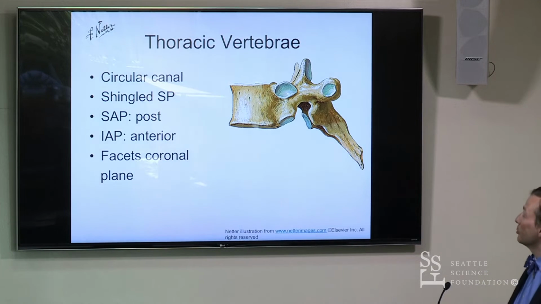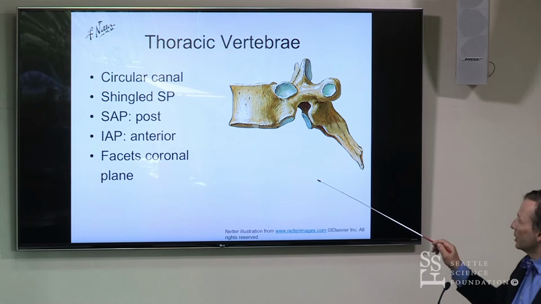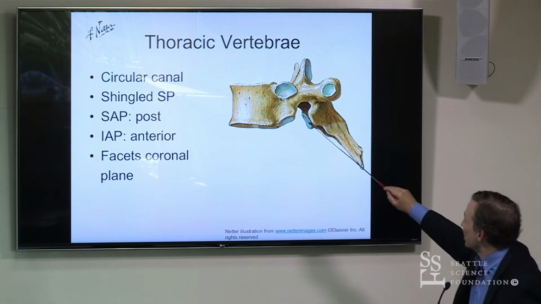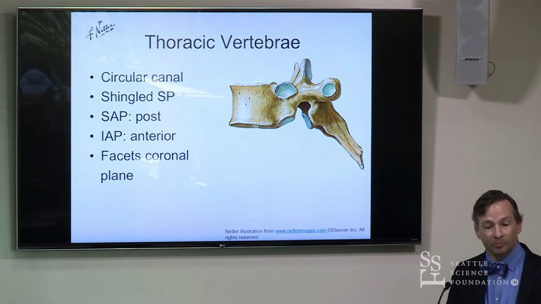Thoracic vertebrae. If we look at the bony architecture, the canal of the thoracic vertebra is going to be smaller than in other places. It's circular in nature. It's because the spinal cord is smaller there. It has shingled superior articular facets, just like the shingles on a roof as you go top down. The superior articular facet points posteriorly. The inferior articular facet is in an anterior location, as you can see here and here. The facets are in the coronal plane.